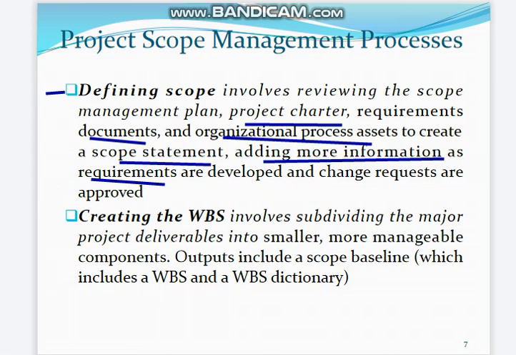Next, number five process is create the WBS, which involves subdividing the major project deliverables into smaller, more manageable components. Output includes a scope baseline, which includes the WBS and WBS dictionary.